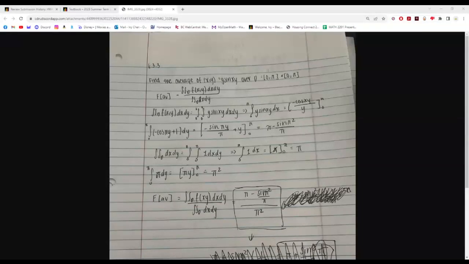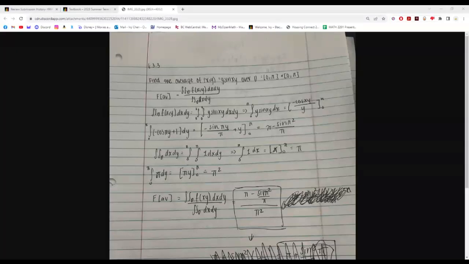So first, I calculated the top. So then we do from 0 to pi y sine xy dx, which is negative cosine xy over y. We're going to evaluate that from 0 to pi. We get negative cosine pi y plus 1 dy. We integrate that, evaluate that, and we get pi minus sine pi squared over pi.